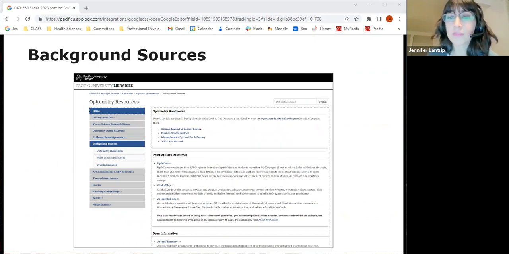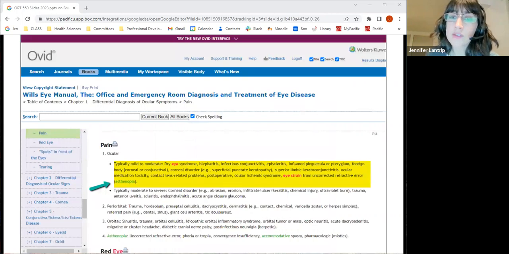You can access the relevant background sources by going to the Optometry Resources Guide and clicking the Background Sources page. You can click the Evidence-Based Optometry page and look under Find where to look for evidence. Make sure to use these links to the databases as opposed to Googling these databases on their own. These links are what provide you access as a Pacific student. Wills Eye Manual is an example of a background source. Here we're looking for information about digital eye strain and found a section on ocular pain.